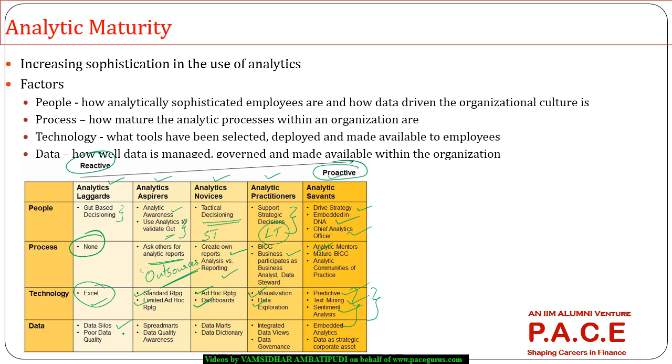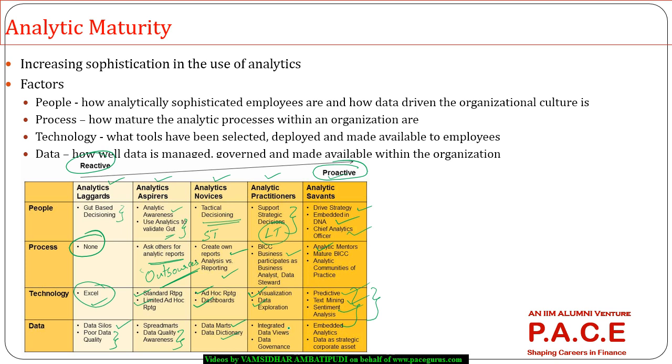Data-wise, there are data silos, different systems containing different kinds of data, and even the quality of data is not that good. So here, they have an awareness of the quality of the data, right? Whereas the novices maintain data marts, they maintain a data dictionary.